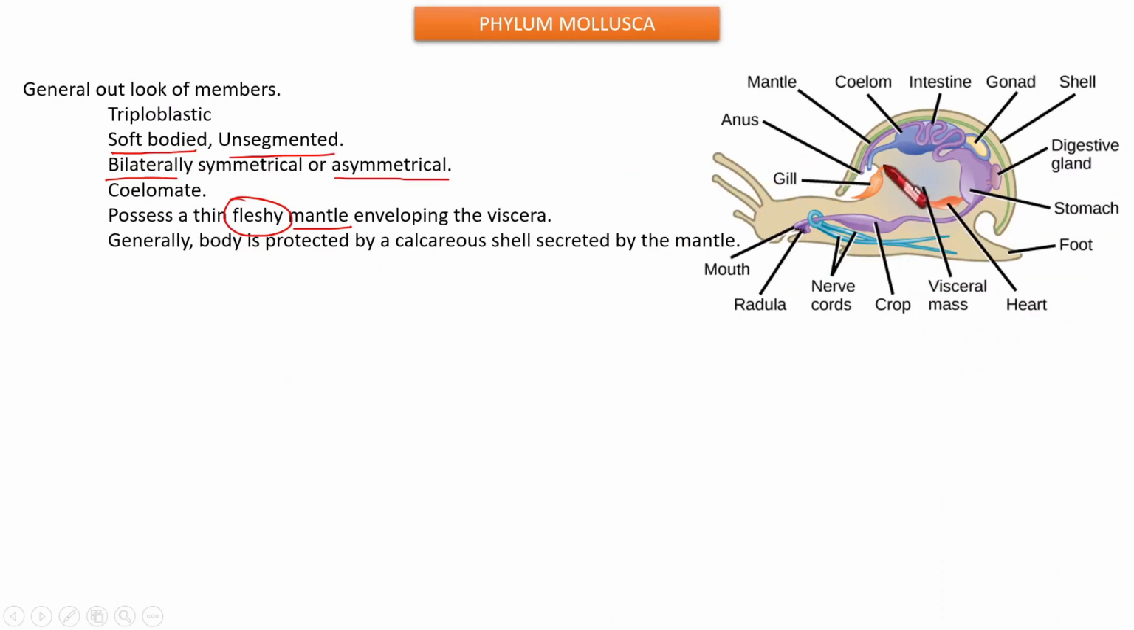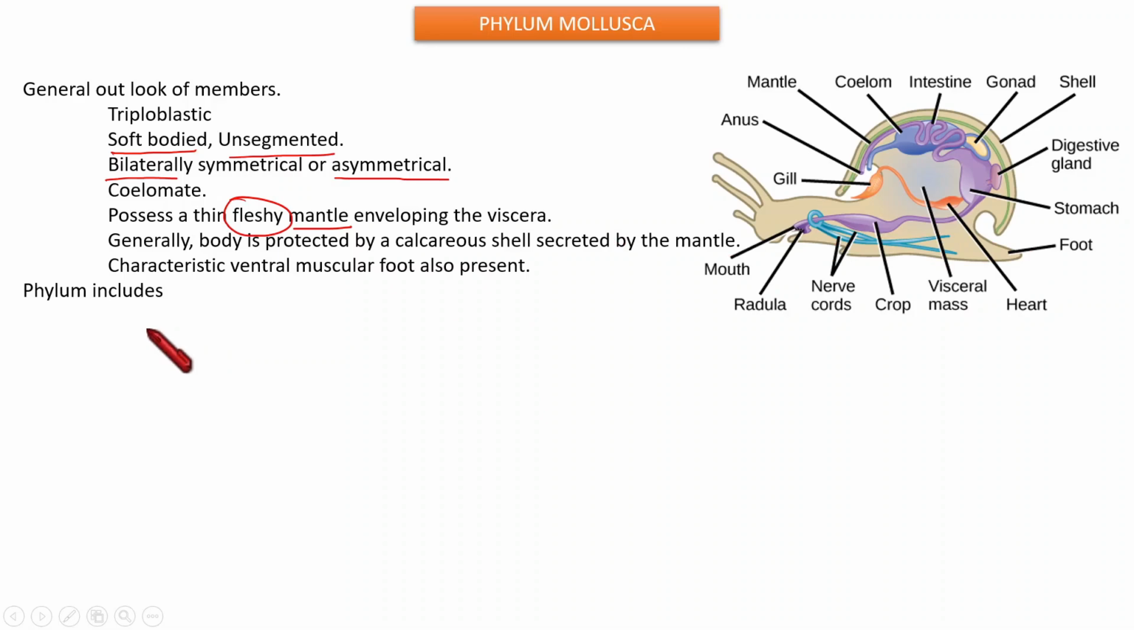Then above that mantle there is a calcareous shell, and this calcareous shell is secreted by the mantle. Then one more distinguishable character is the presence of a muscular foot. Here we can see the muscular foot, this structure, this portion. So the muscular foot is also a notable feature of the members that come under phylum Mollusca.